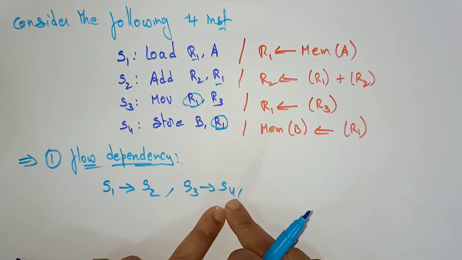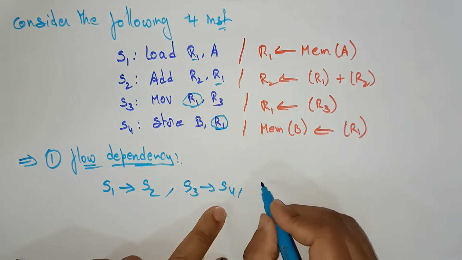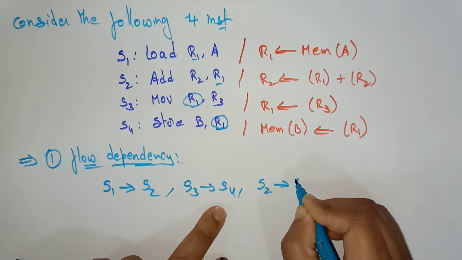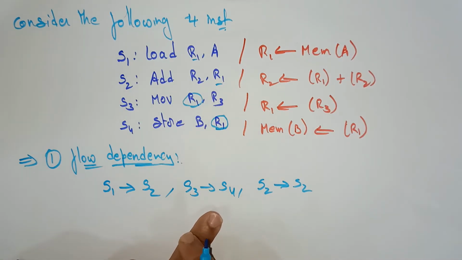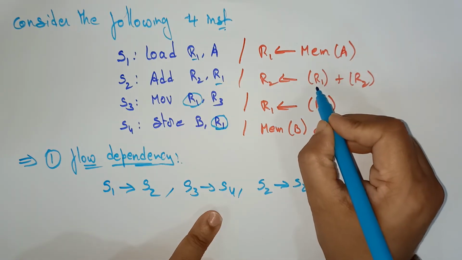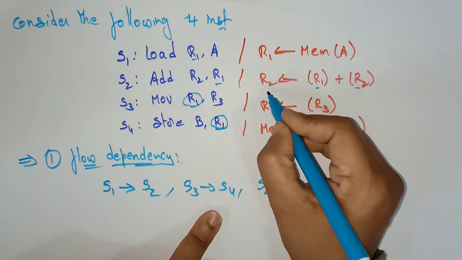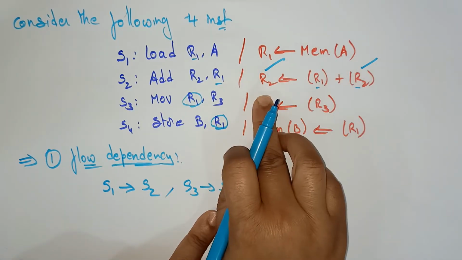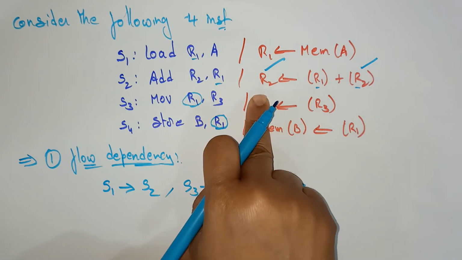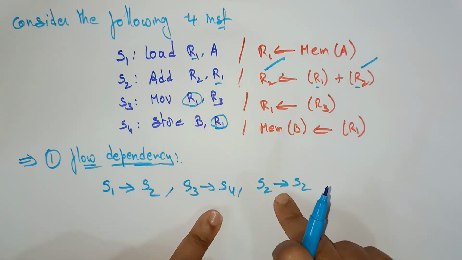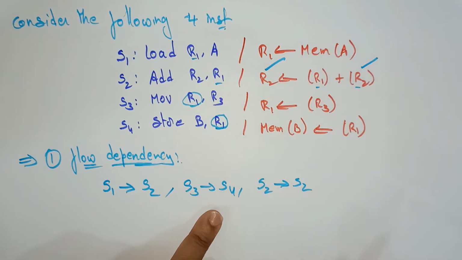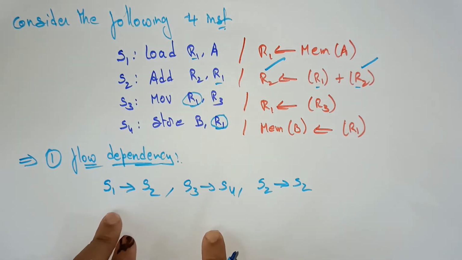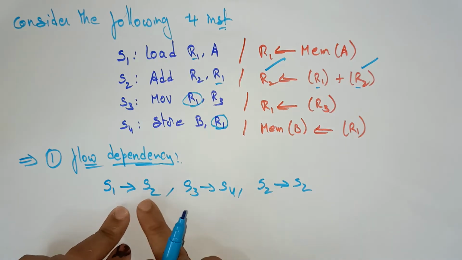Let's check whether any more flow dependency is there or not. And S2 is flow dependent on S2. Why is it flow dependent on S2? Because we are adding the content of R1 and R2 and the result is stored in R2 only. So this R2 is having the separate value, and after performing the operation, R2 is going to be updated. So obviously S2 is flow dependent on S2 itself. So there are 3 flow dependencies here.